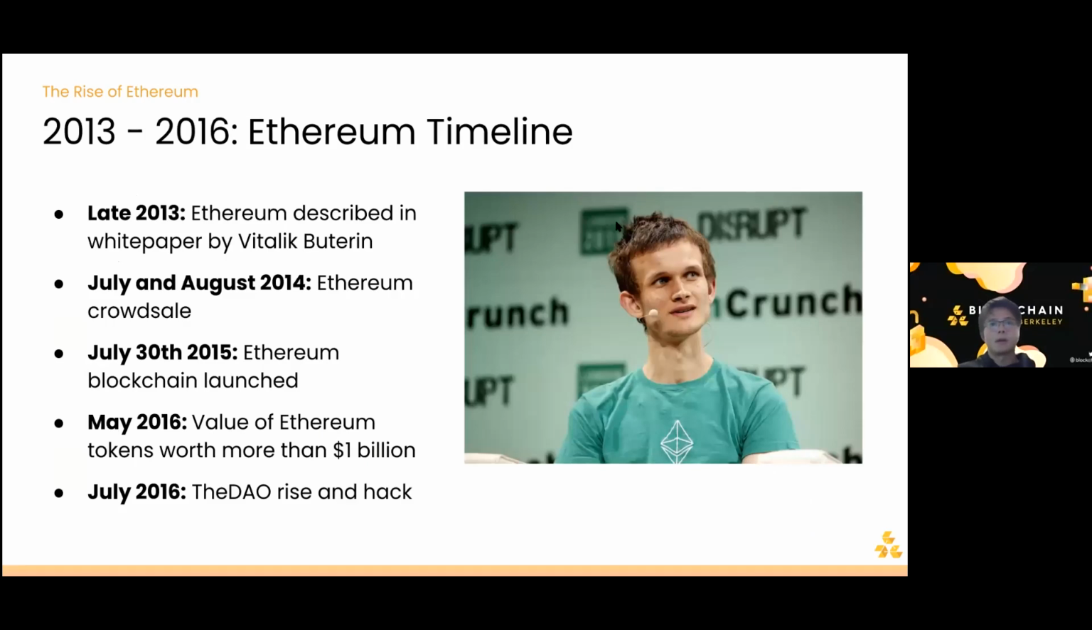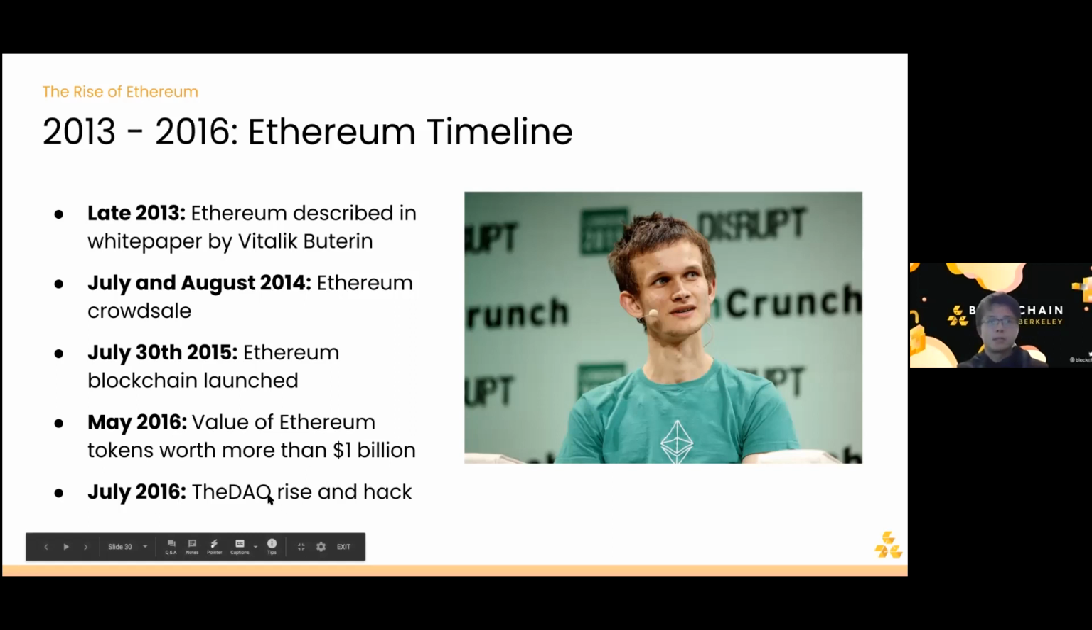And some cool history points from 2013 to 2016. Basically, in late 2013, Ethereum was described in the white paper by Vitalik Buterin, the person who started Ethereum, and he's also come to talk at some of the BAB events as well. In July and August 2014, Ethereum started its crowd sale. Then in 2015, they officially launched. And in 2016, the value of their tokens was more than 1 billion. It's still going up right now.